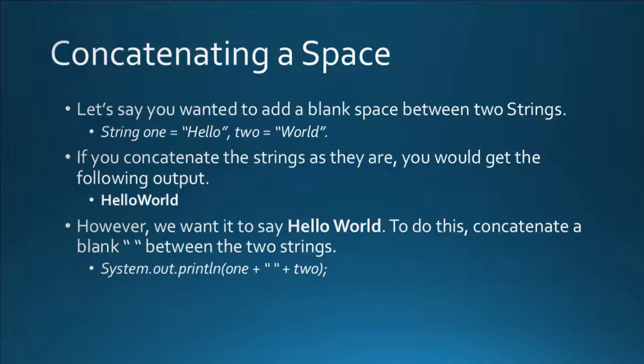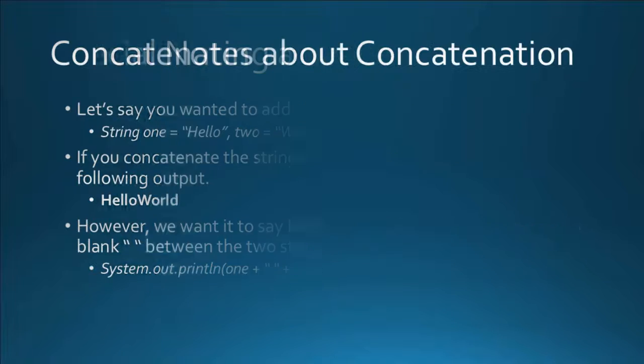To do this, we can concatenate a blank quote between the two strings. System.out.println(string1 plus " " plus string2). And you might be asking me, okay, well, why don't I just add a space after Hello or a space before World? Well, you can do that, but there's going to be times when you have variables or you have numbers or something like that, and you need to concatenate a space just in there on its own. So that's the reason why I'm showing this.